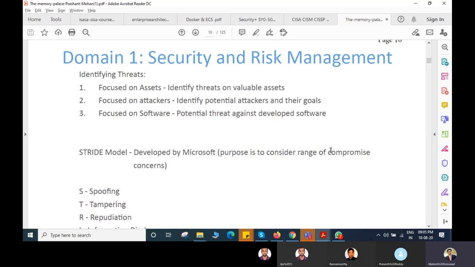And suppose your company allows users to bring pen drives and magnetic devices like hard disks, portable hard disks, or USB disks, so they can take the company's data outside. So this is the focus: identify the threats on the valuable assets. Any asset in the company is very valuable to the company because they are investing money in it.